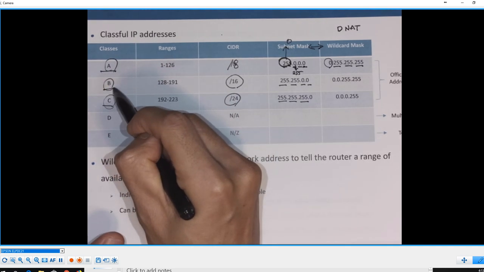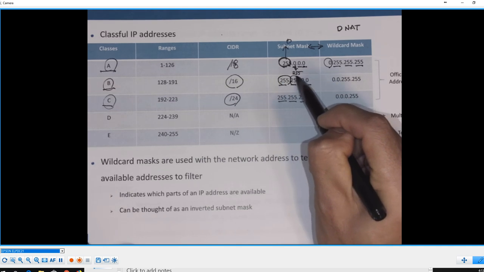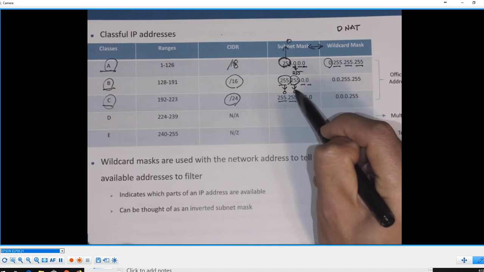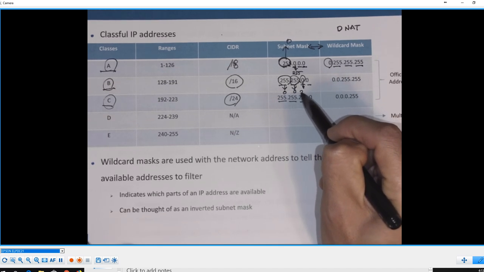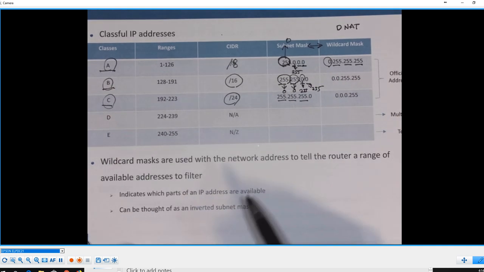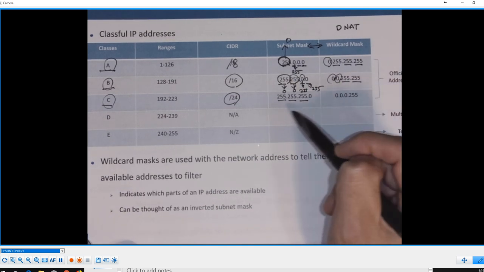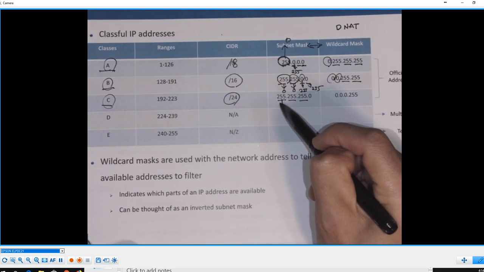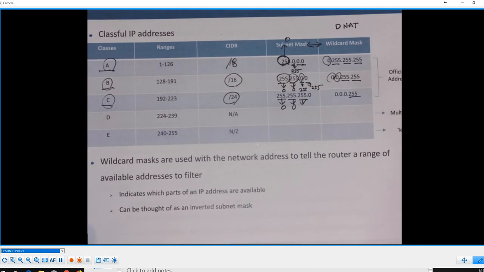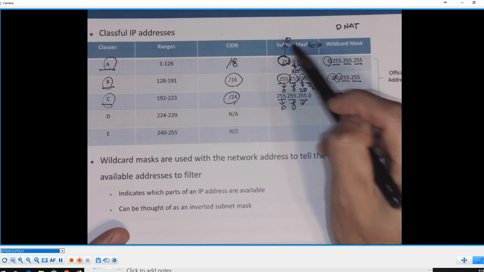And for class B, the 255s become 0s and the 0s become 255s, so it's going to be 0.0.255.255. For class C, you make it 0.0.0.255. Anyway, as you can see, the wildcard mask is the exact opposite of the subnet mask.